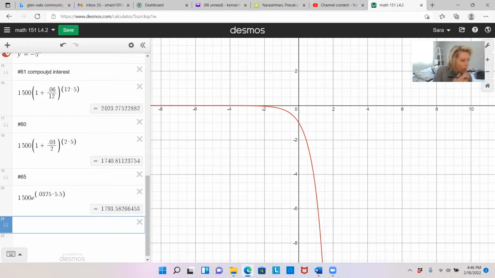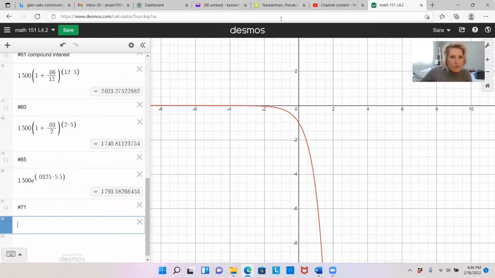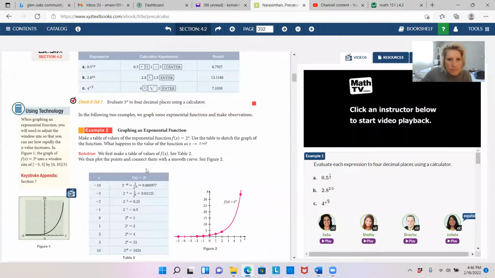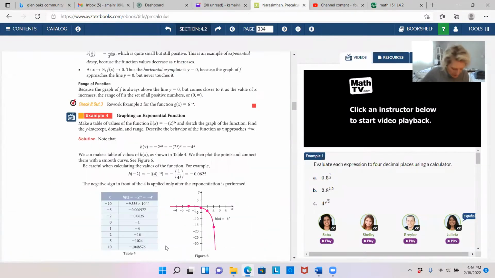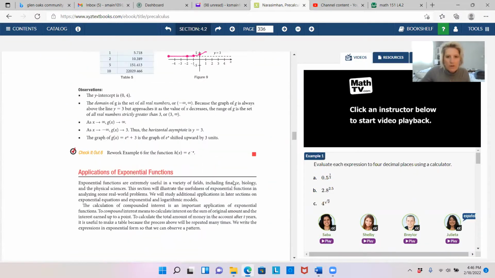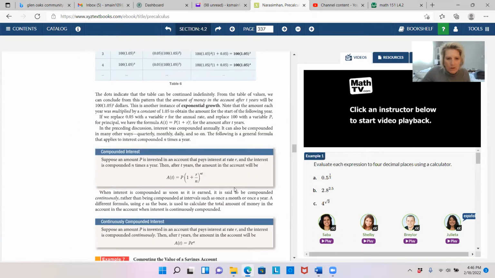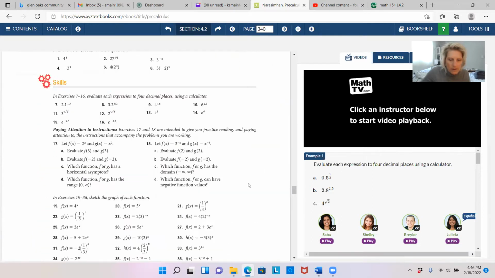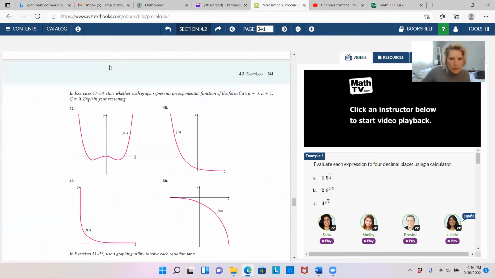So I'd like to look at one last problem so that we can see a cool problem with decay. We're going to look at problem 71 in our book there on page 343. So let's go to the book here. Okay, we're getting there. It's about depreciation.